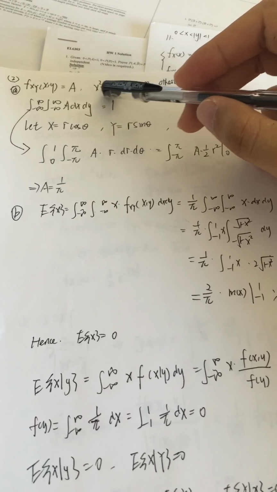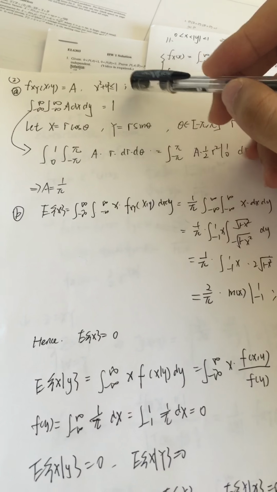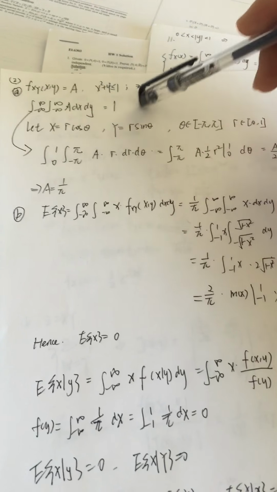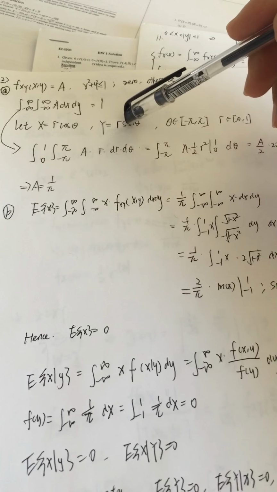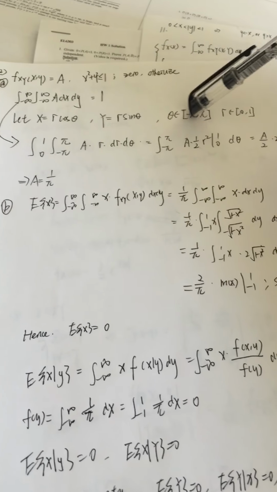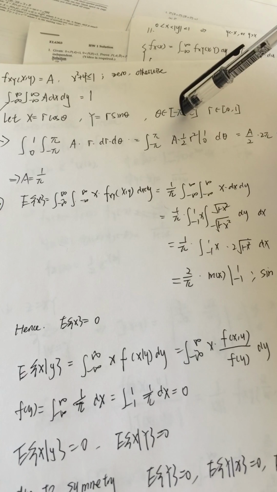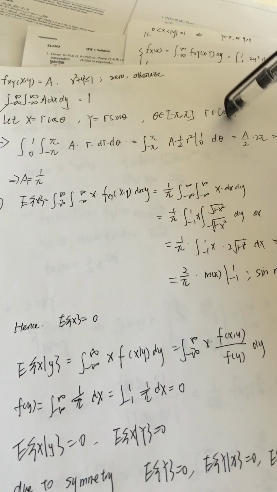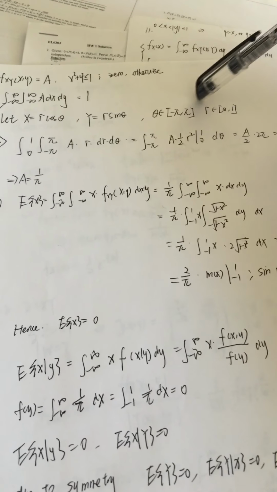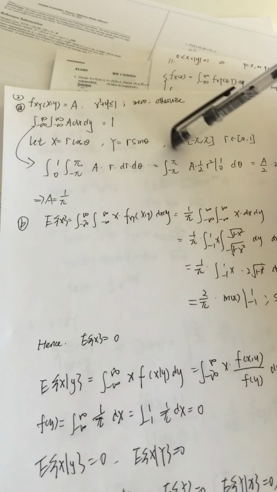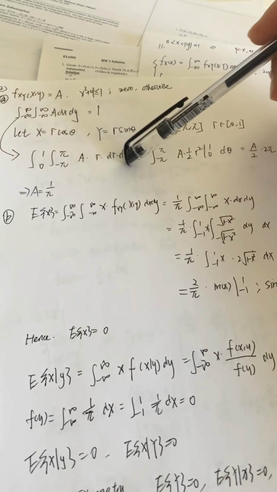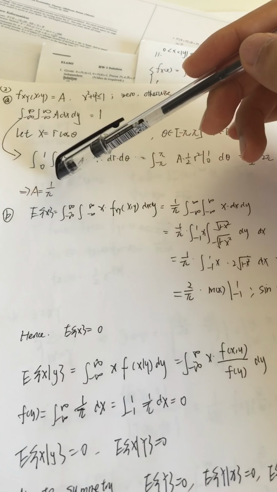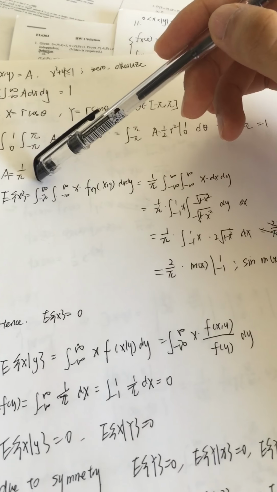Since the range is x squared plus y squared smaller than 1, this is a circle, so we let x equal r cosine theta and y equal r sine theta. Theta ranges from minus pi to pi, and r is from 0 to 1, where r is the radius and theta is the angle. We change the integral to polar coordinates, so we can easily get that A should be equal to 1/pi.